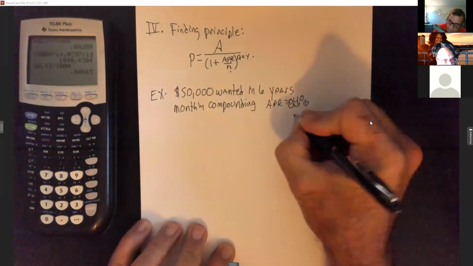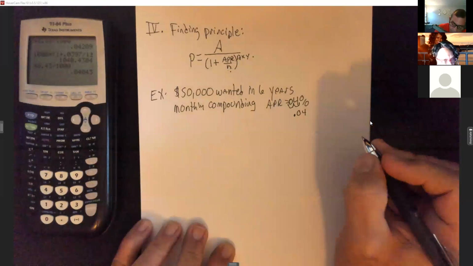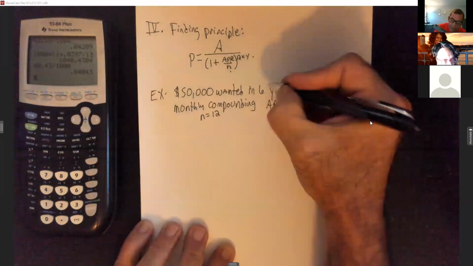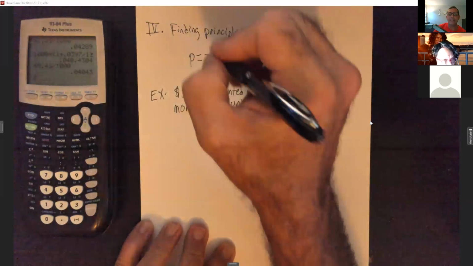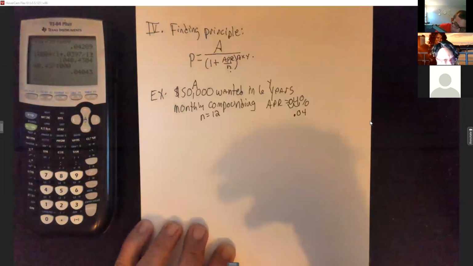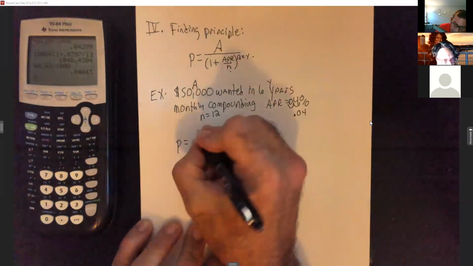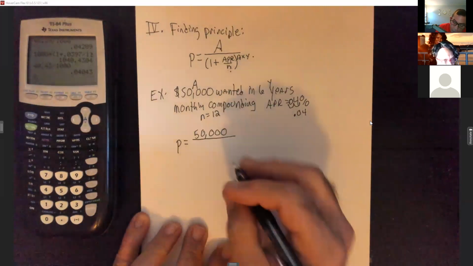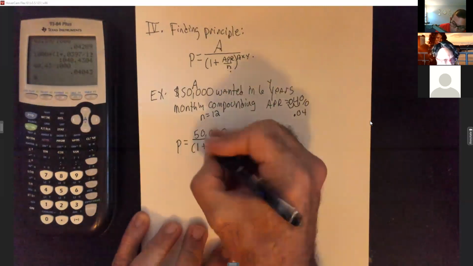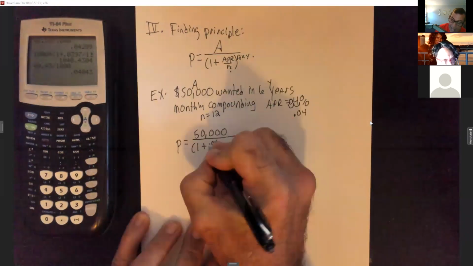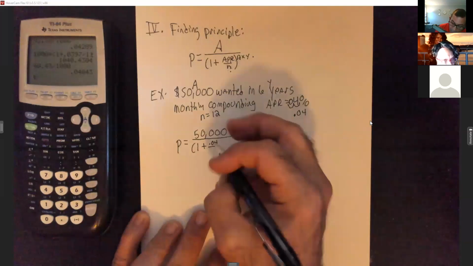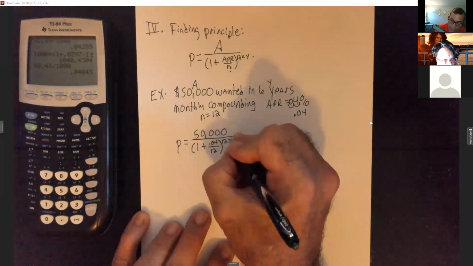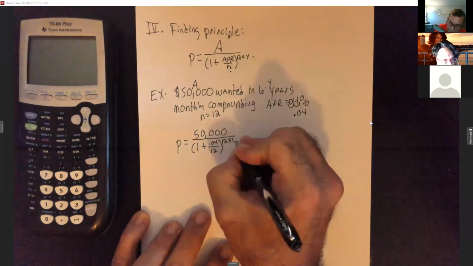So that's going to be 0.04. Monthly compounding means N is going to equal 12. And then here's my Y. And remember, this time 50,000 is my A. That's my ending amount I want. So to find the starting amount, we're going to take the 50,000 divided by 1 plus my APR, which is 0.04, divided by N, which is 12, all raised to the exponent N, which is 12, times Y, which is 6.